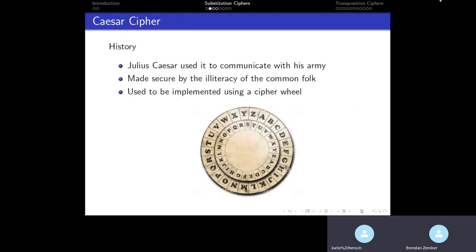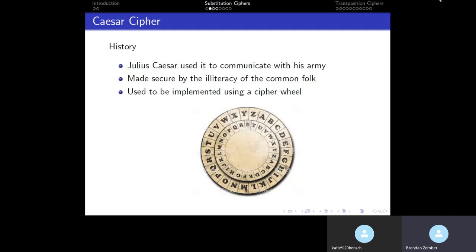The Caesar cipher was originally used by Julius Caesar in the 1st century BC. Julius Caesar wanted to be able to communicate with other generals in his army, and he wanted no one else to be able to understand what was being communicated. He wanted it to be secret. So he made this cipher as a way to achieve that goal.